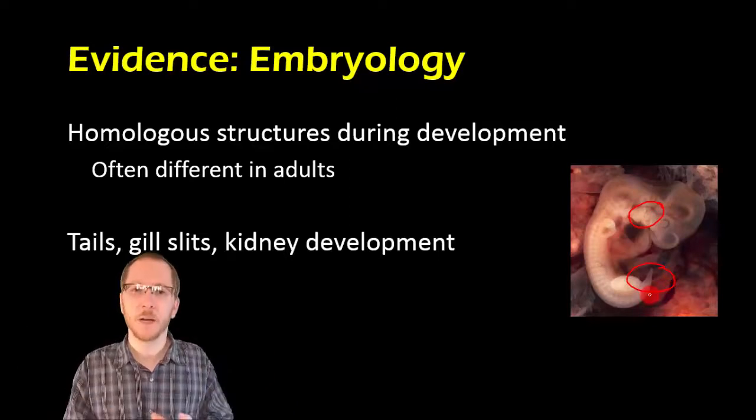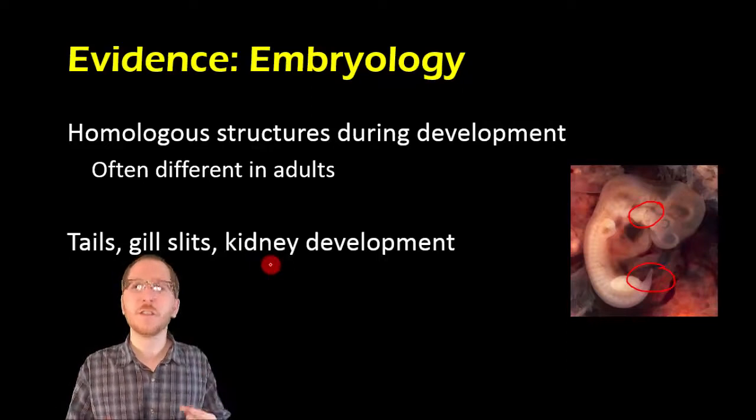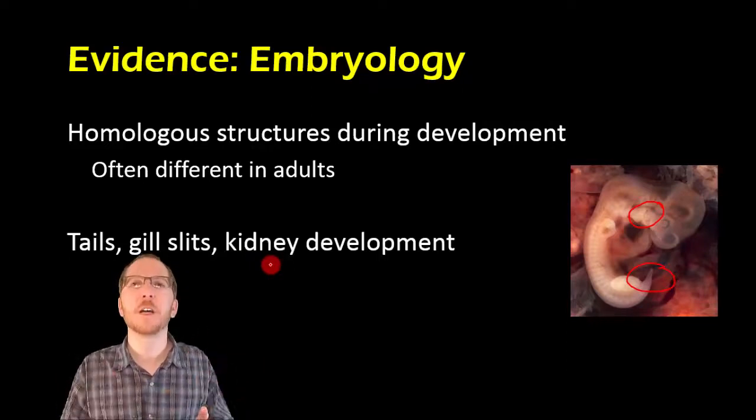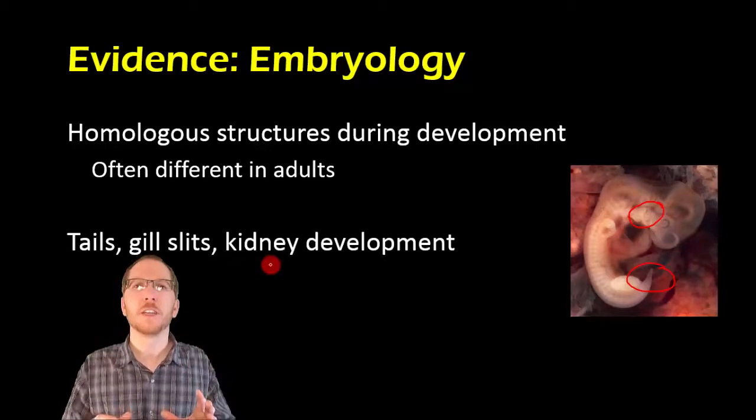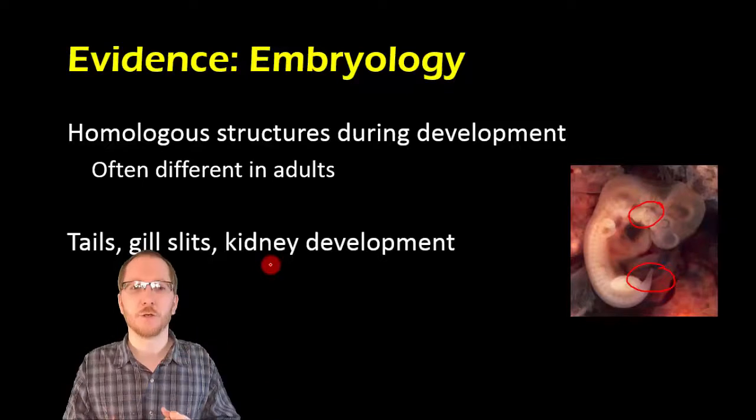There's additional things, how the kidneys develop, how the circulatory system itself develops. So there's lots of different traits that we have as an embryo that we lose as an adult that can still show us this homology, this shared ancestry.